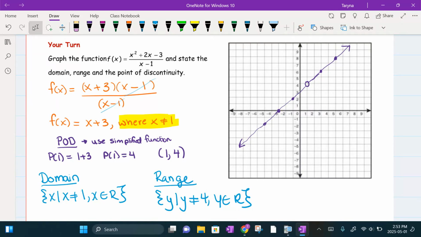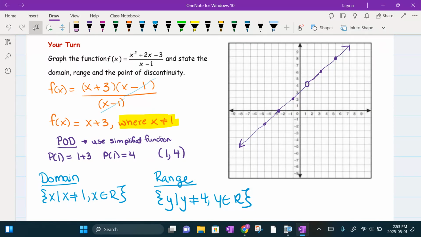Is everybody good with getting our point of discontinuity output? It's not hard. It's just sometimes students forget. So please, please, please, your POD, is that open circle? It always comes from your restriction on x that you normally get, which, like I said yesterday, was a vertical asymptote, but today it divides out. So if it divides out, it's no longer called a vertical asymptote. It's called a hole in the graph, which is called a point of discontinuity, which you have to represent using an ordered pair. So you do need the output of that, which uses your simplified equation: put your input, your restriction on x, in. 1 plus 3, 4.